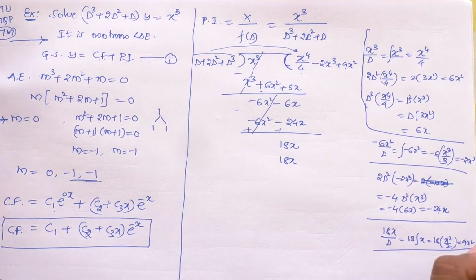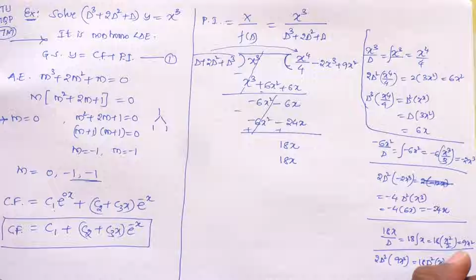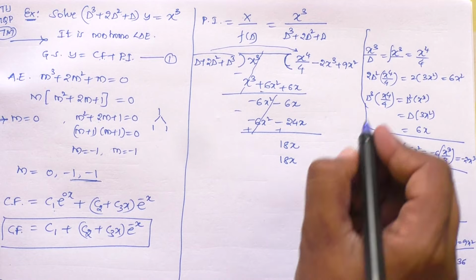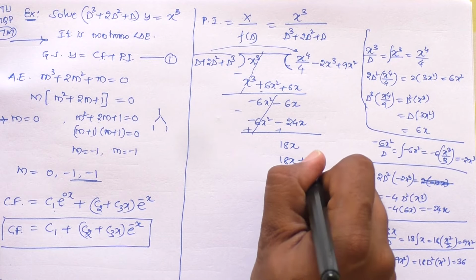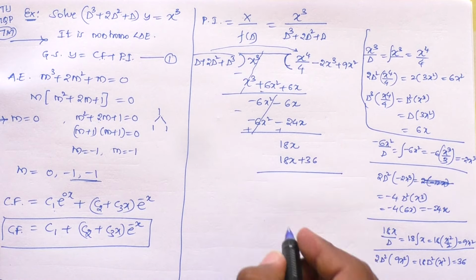Next thing is multiply 2D square of 9x square. So 18 into D square of x square. D square of x square means differentiate twice: x square gives 2x, then 2 into 18, 36. So plus 36. So this is what we got.